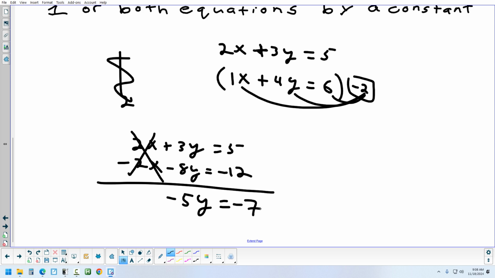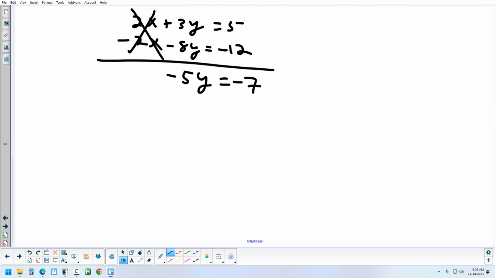Once you get to that step, the only thing left is usually to divide by the number in front of y. What would we divide each side by here? Negative 5. And what would y equal? We'll just leave it as a fraction. 7 over 5.